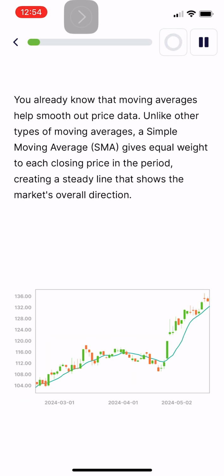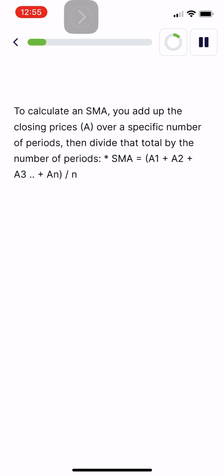You already know that moving averages help smooth out price data. Unlike other types of moving averages, a simple moving average, SMA, gives equal weight to each closing price in the period, creating a steady line that shows the market's overall direction. To calculate an SMA, you add up the closing prices over a specific number of periods, then divide that total by the number of periods.